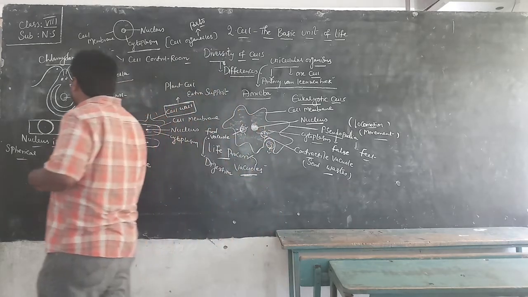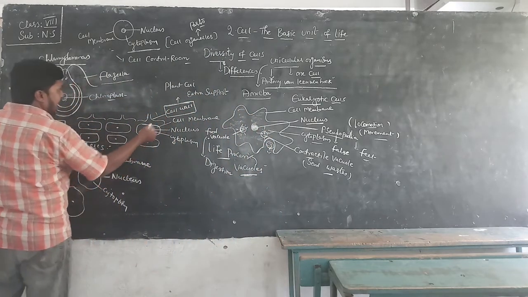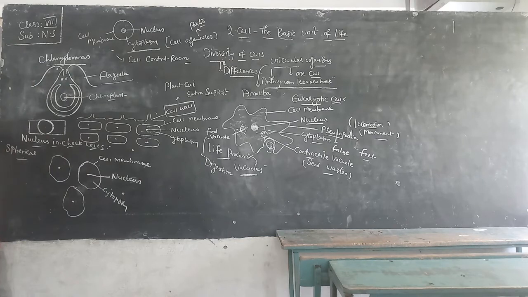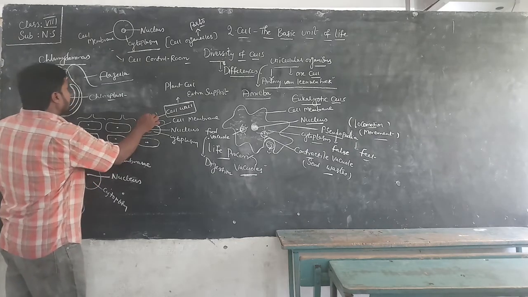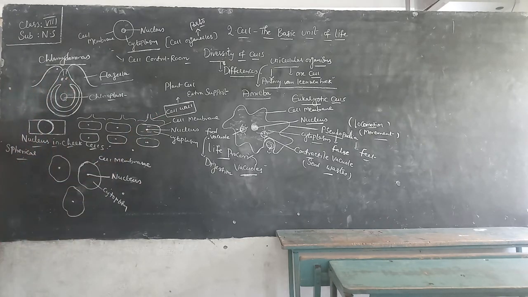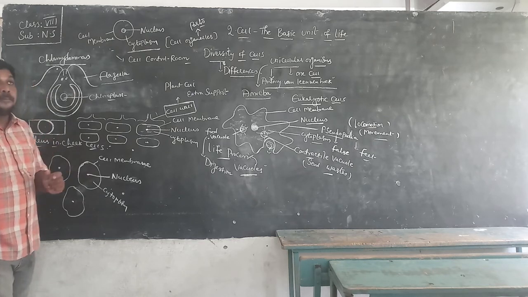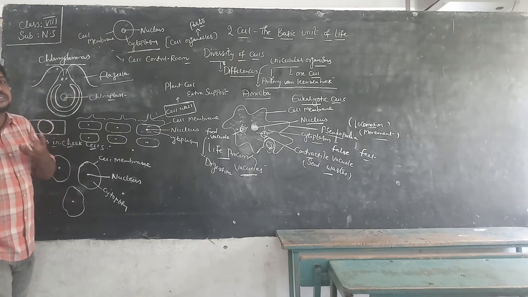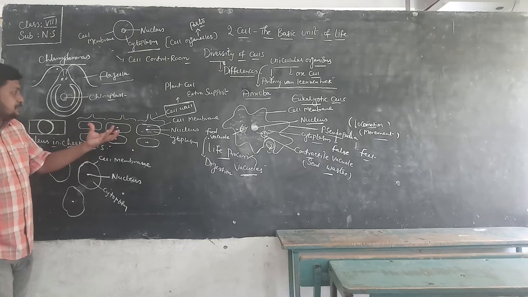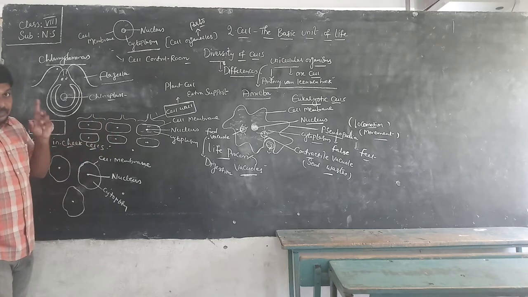In onion peel, this is a plant cell which has an additional layer called the cell wall, which gives external support to the plant. Do you know, if the cell wall is absent, the plant cannot stand? This gives external support to the plant. If the cell wall is absent, plants cannot stand erect.